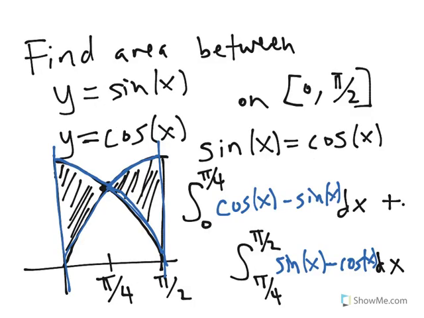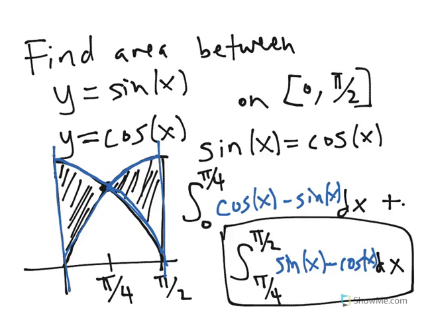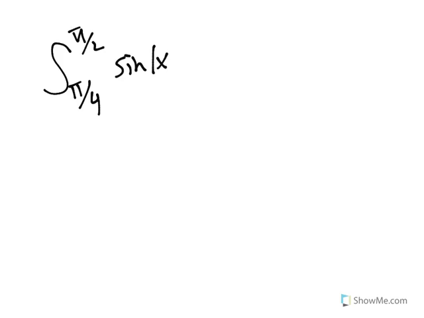Now, you can go ahead and take a second and do this on your own. I think if you do this second part here as well, and you take the antiderivative and you plug those in as well, you get exactly the same thing. Okay, let's go ahead and check that one as well. So the integral from pi over 4 to pi over 2 of sine of x minus the cosine of x dx.